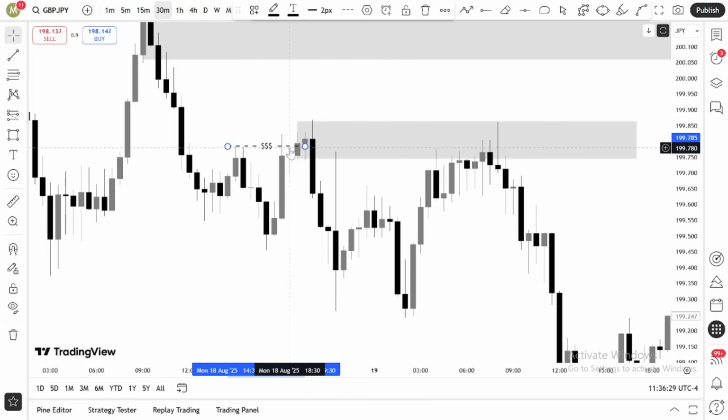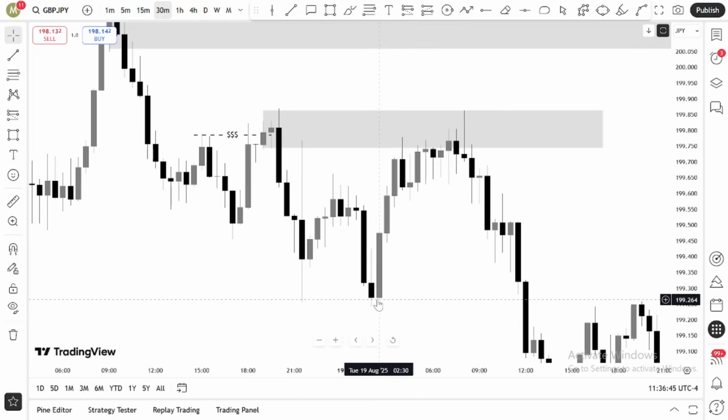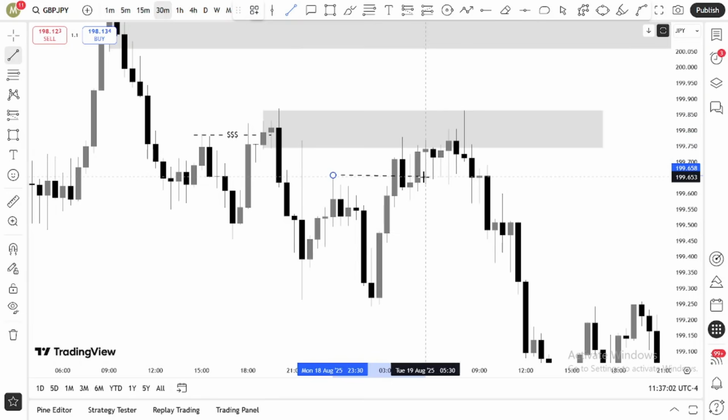Immediately price swept this liquidity, it started dropping to the downside. Even before price pushed to the downside, price also engineered liquidity here. This was an inducement. Price swept this liquidity, tapped into this zone, then started dropping to the downside.